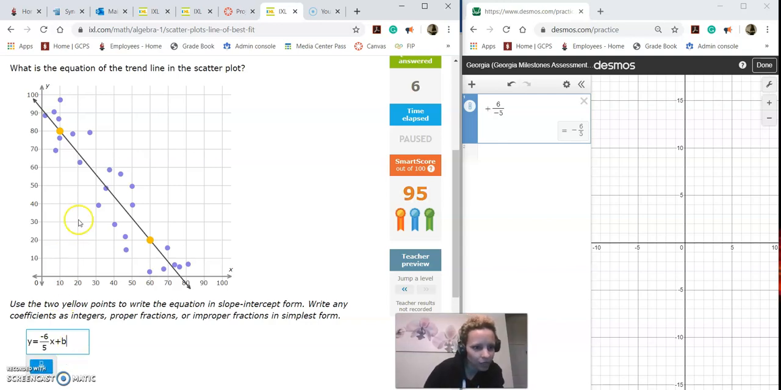And now I need to find my b. And look, you can't estimate, okay? I would really love to say this is like 92, 93, but I can't estimate if they didn't give me a number. So I know that my b should be roughly that way, but I have to calculate it.